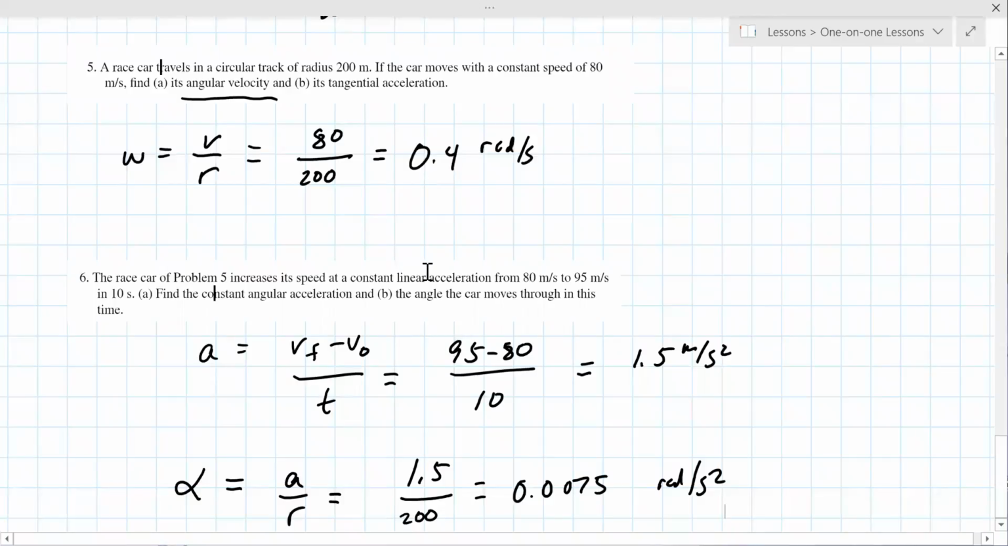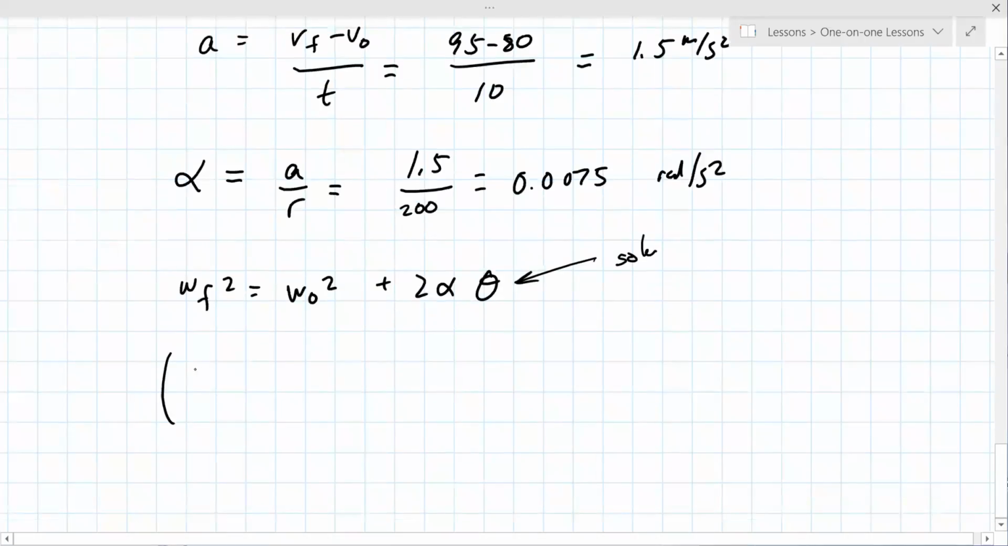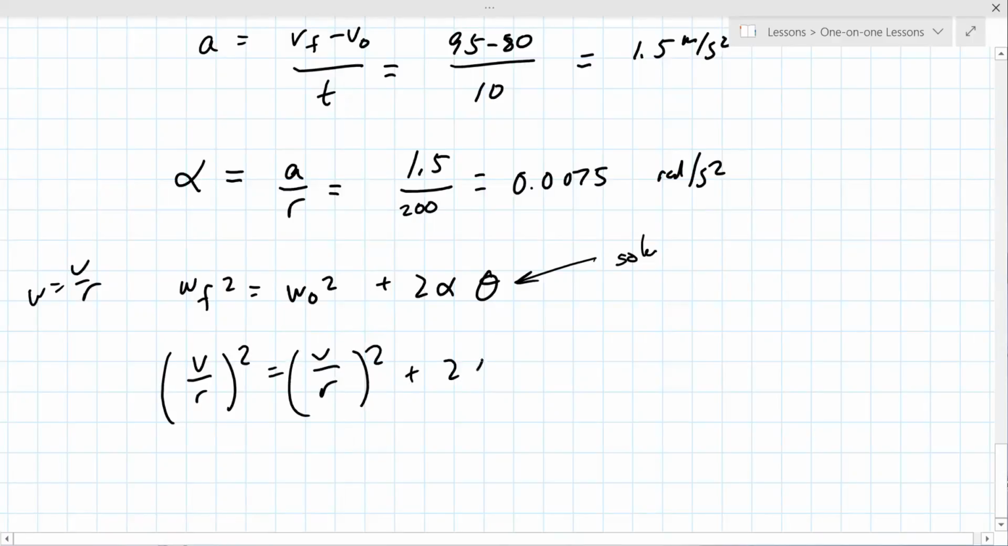Now it says determine the angle that the car moves through in this time. So one of the equations with angle in it is W final squared equals W initial squared plus 2 alpha theta. We have alpha. Theta is what we're trying to solve for. We need the W final and the W initial. So the W final is V over R squared. Yes, that's what W equals, V over R. And this is V over R squared as well, plus 2 alpha theta.